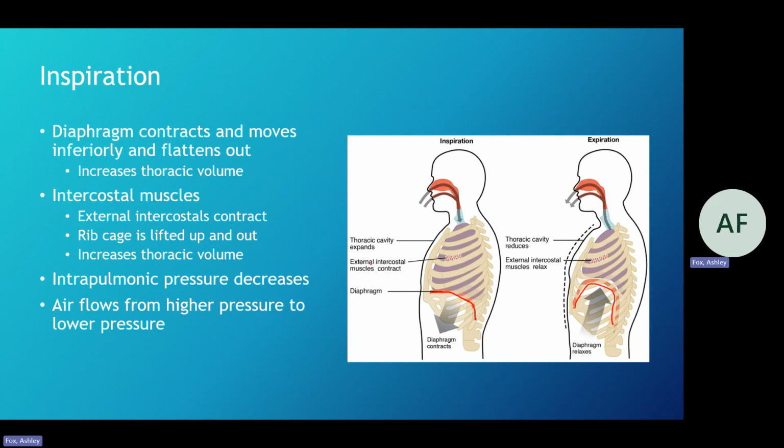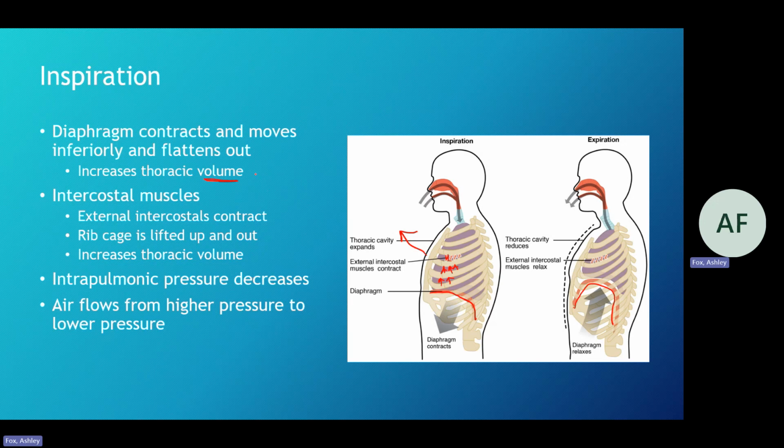Then your external intercostals are going to contract, and that's what's lifting your thorax superiorly. So you can see the external intercostals are lifting, and they're all in between the ribs, so they're all contracting and lifting up. So the diaphragm contracts and flattens out, which is increasing your thoracic volume.